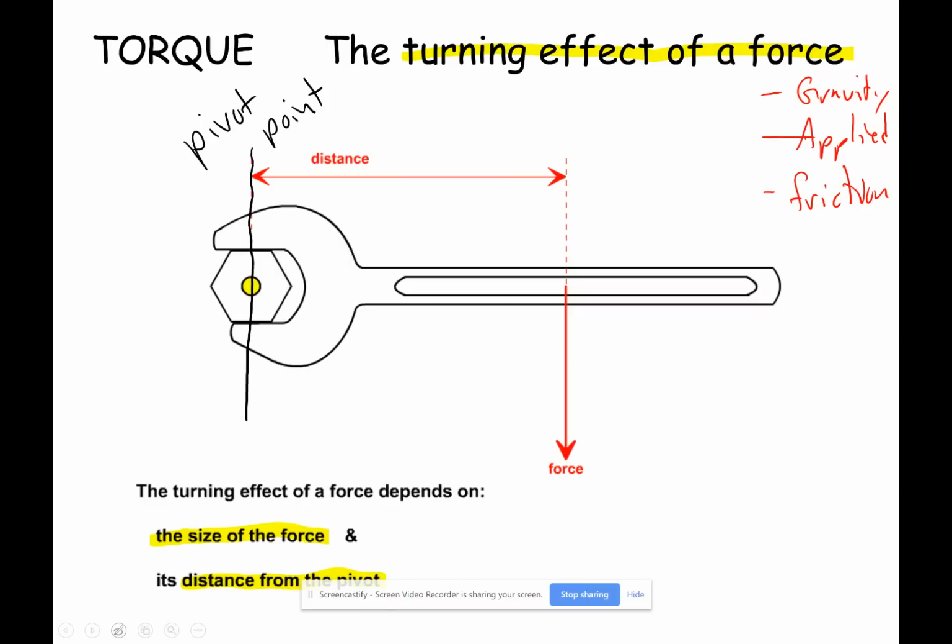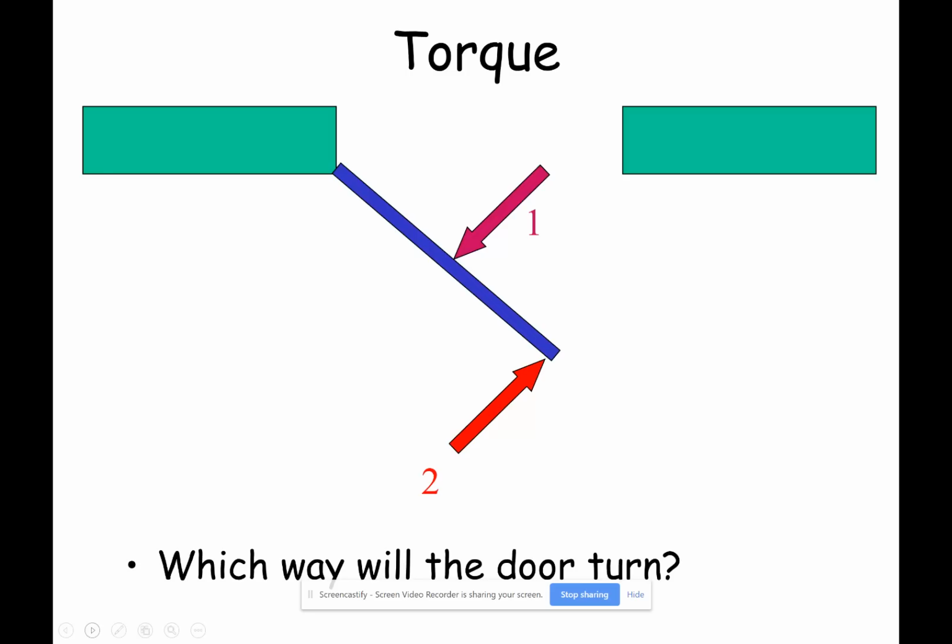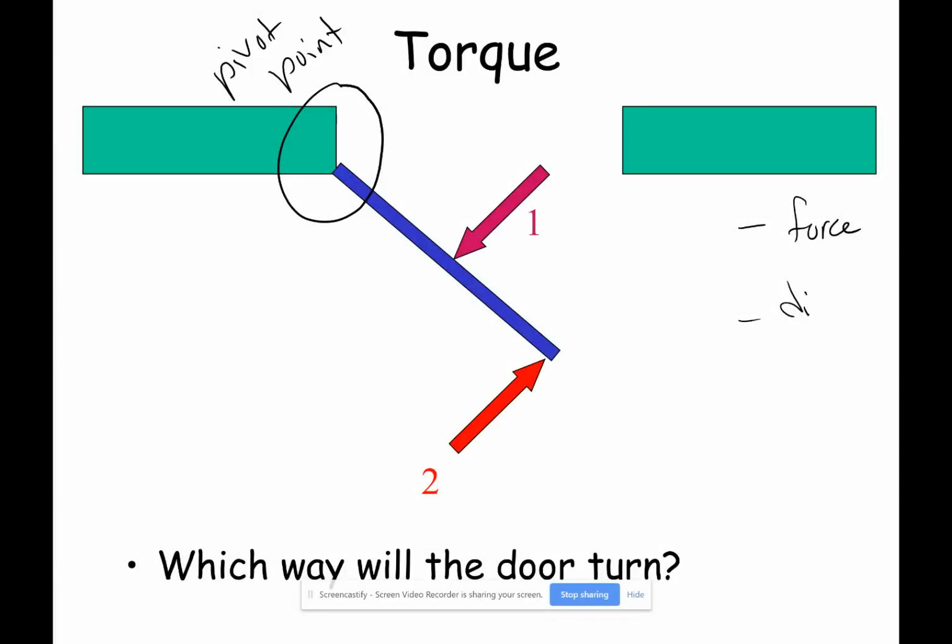The next example we have is a door. First, we need to figure out where the pivot point is. Where is the pivot point? Hopefully you said right here, where the door hinges are. So this is the pivot point. Now remember, I told you there are two things that affect torque. One is the amount of force. The other is the distance from the pivot point.